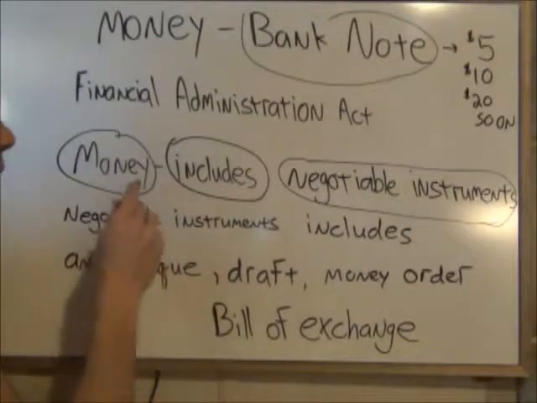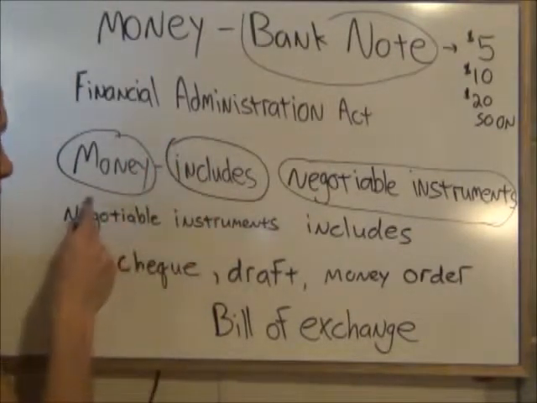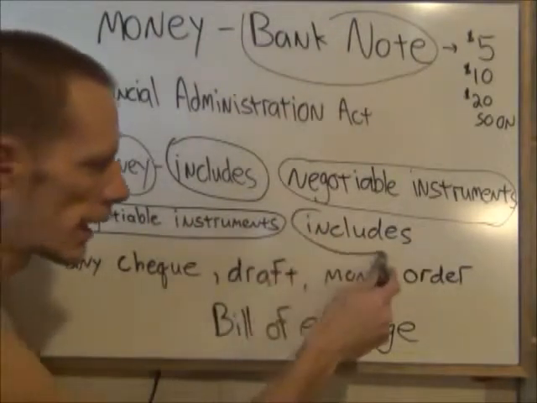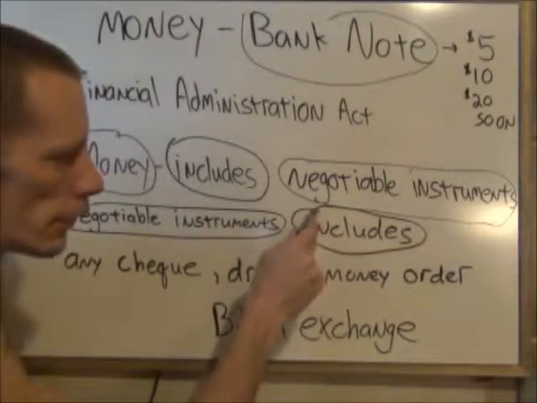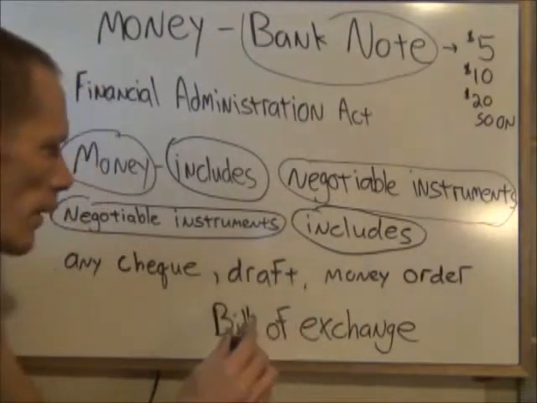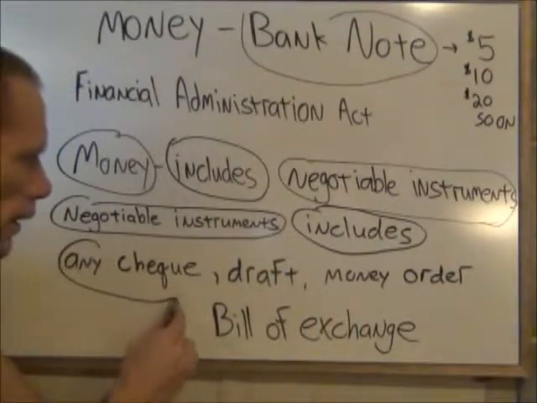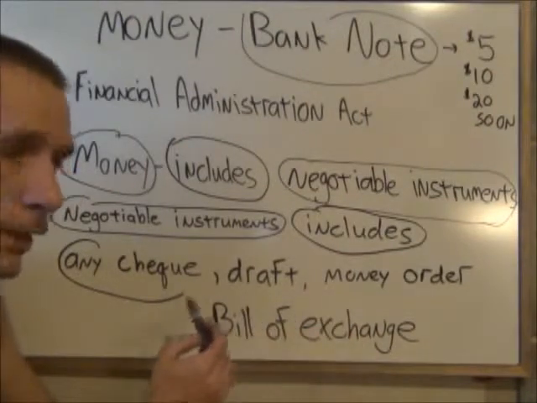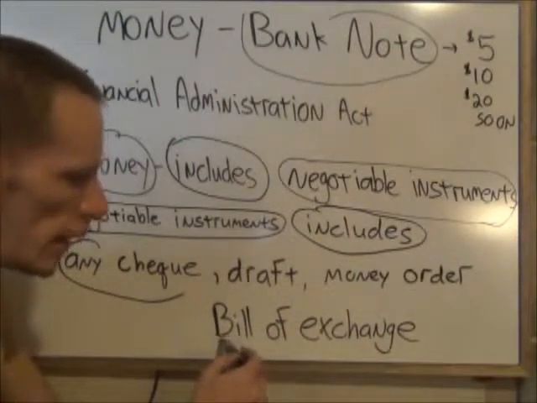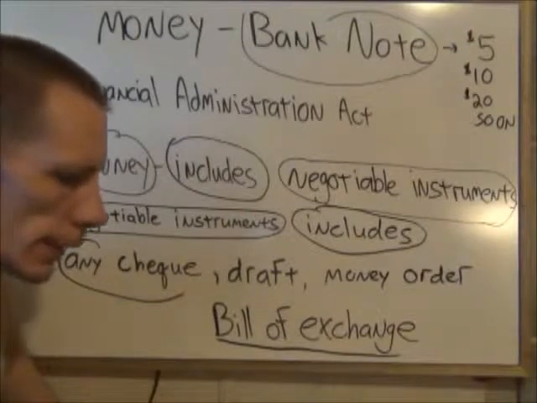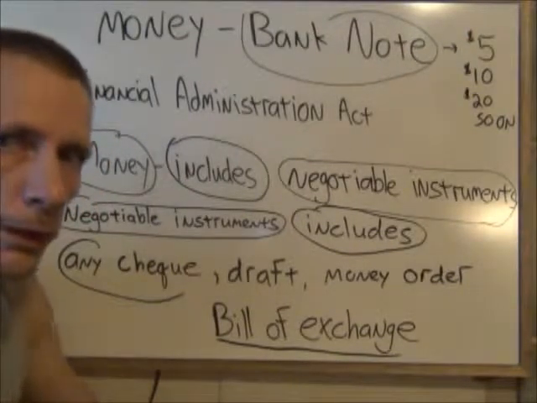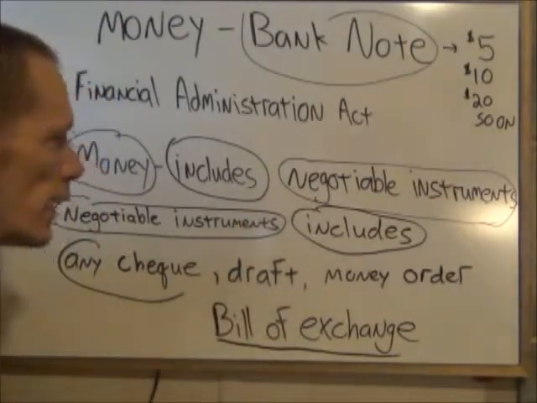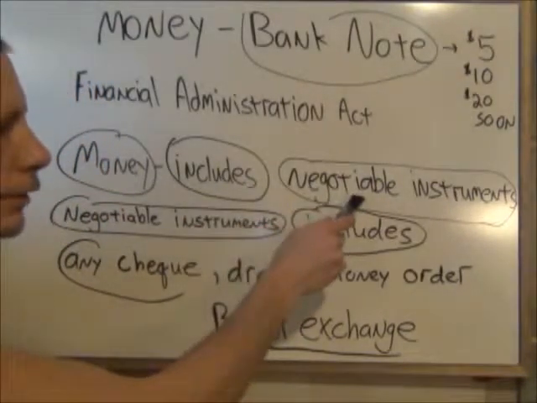Now, in the same act, Financial Administration Act, it says a negotiable instrument includes. And notice again, they use the same word, includes. So they're really tightening this all down right now. It says any check, any draft, any money order, any stamp, or, look, bill of exchange is considered money. So, according to their own regulations, money is not just what you carry in your pocket. Money is any negotiable instrument.